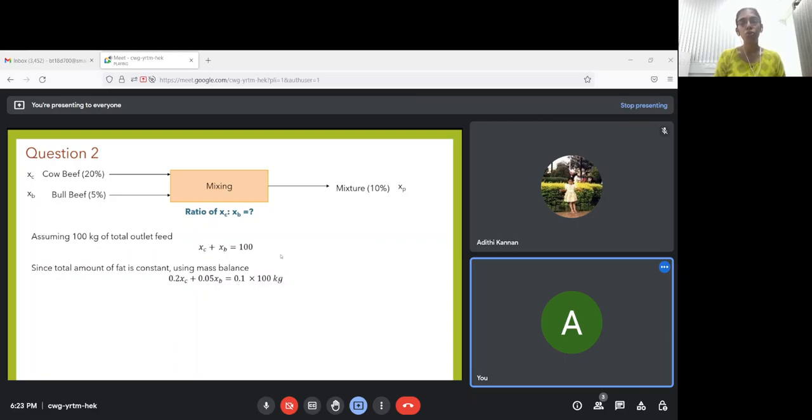Now we have two variables XC and XB, and we have two equations. So we can simultaneously solve these equations to get XC and XB. If we solve these equations, we get XC equal to 33.34 kgs and XB to be 66.66 kgs. Now since we require the ratio of XC to XB, we divide XC by XB and we get a value of 1 by 2. So the correct answer to this is 1:2, which is given in option A.